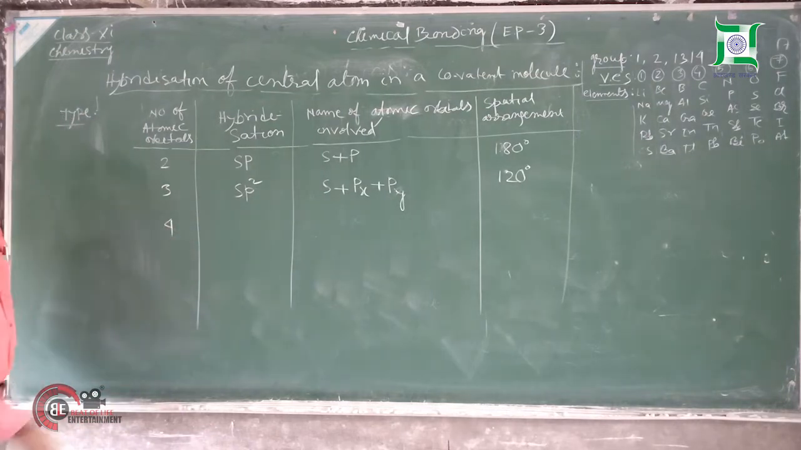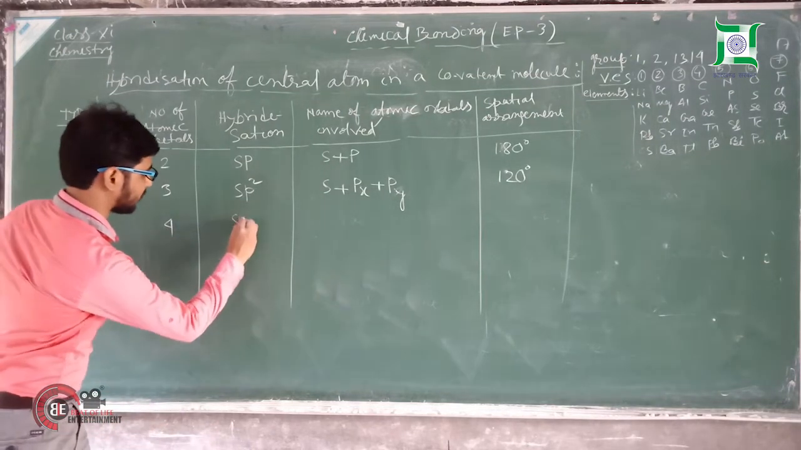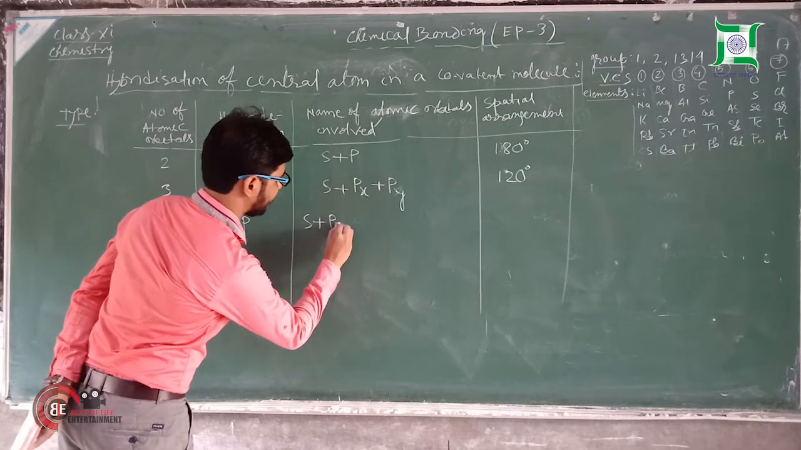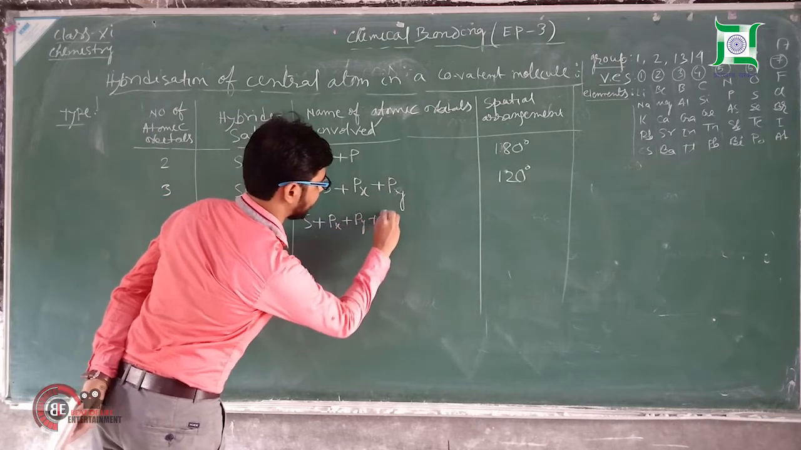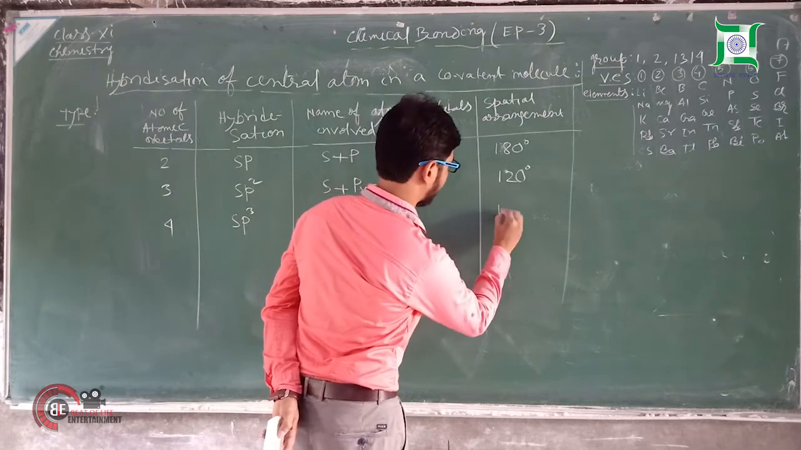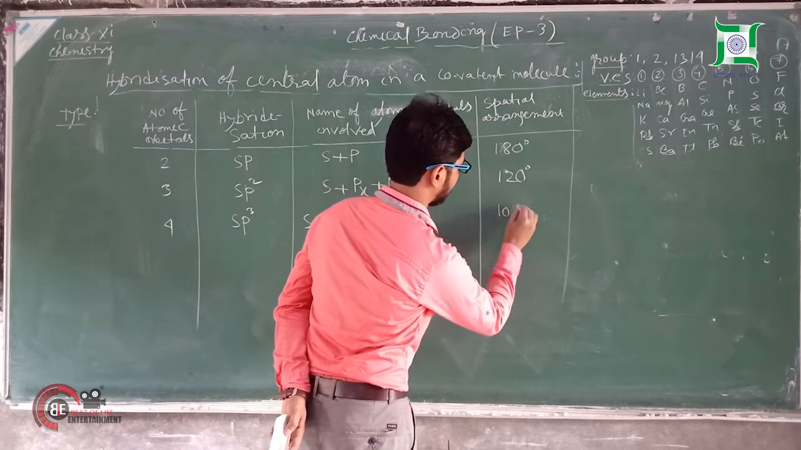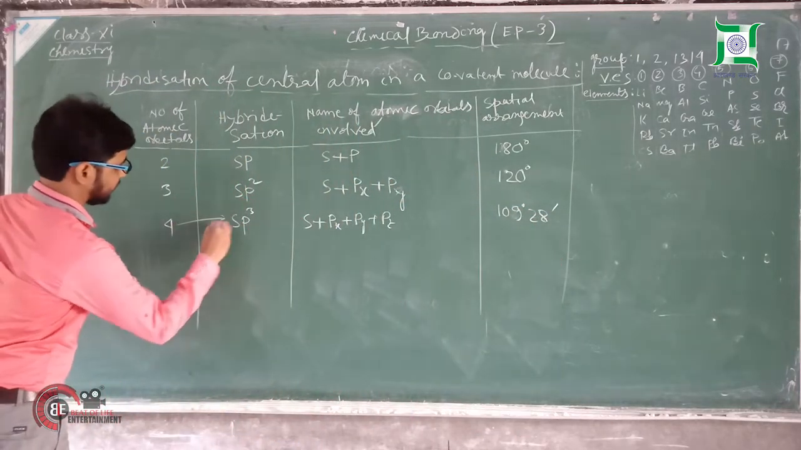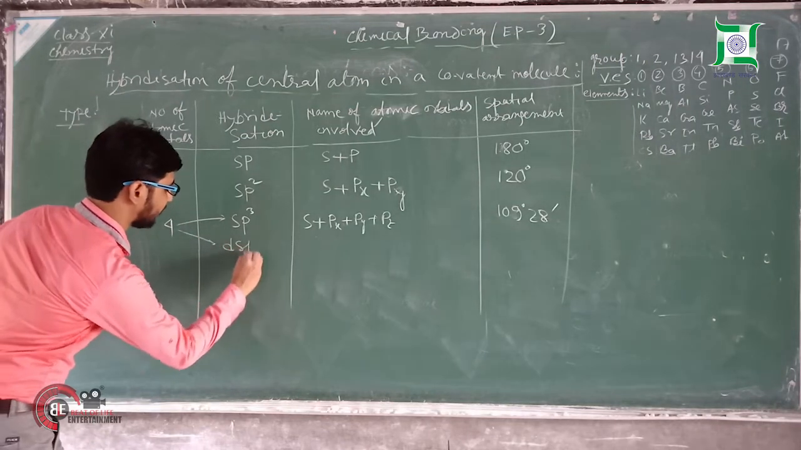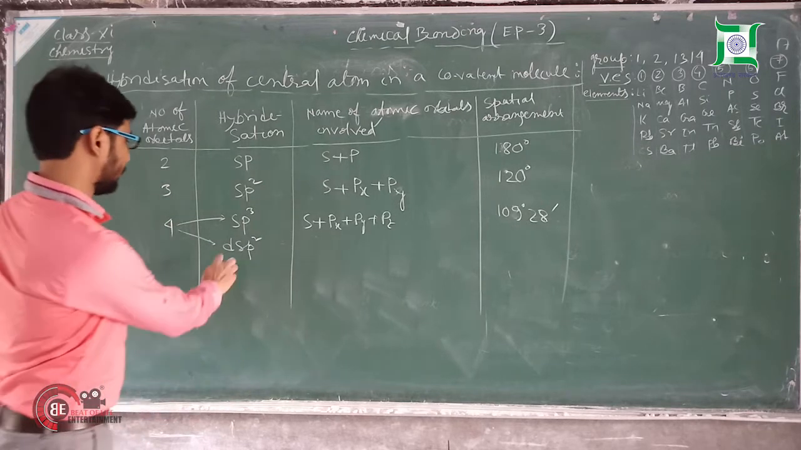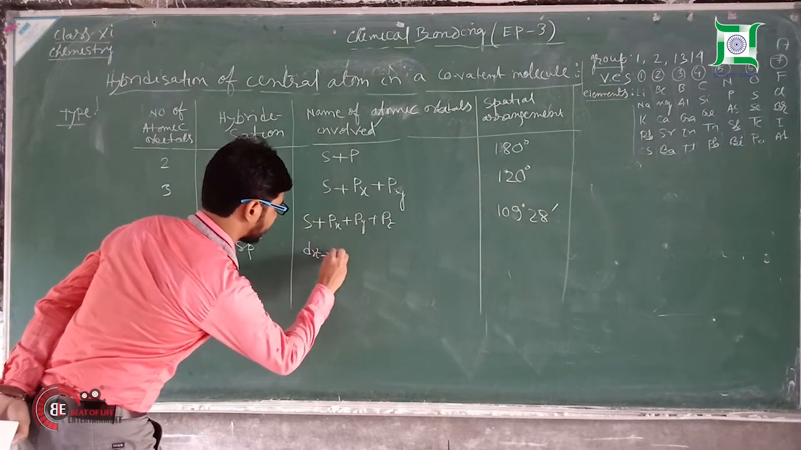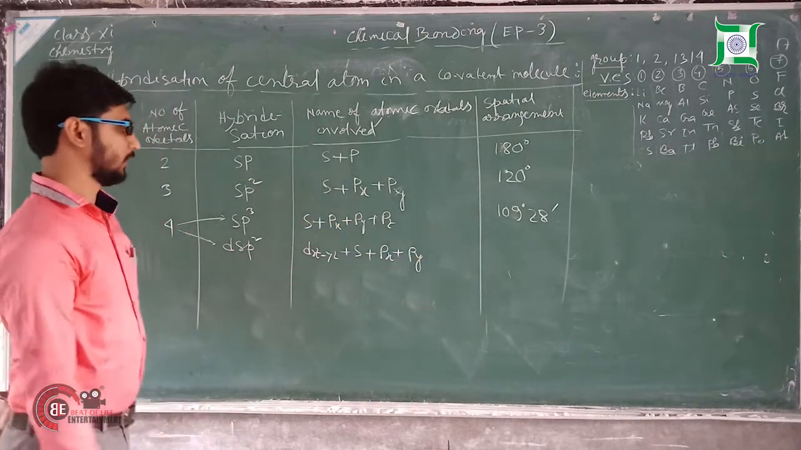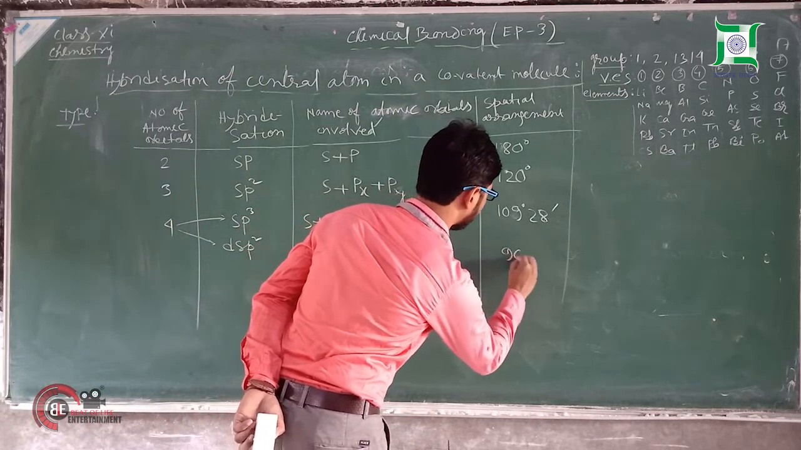नंबर 4 के लिए एक हाइब्रिडाइजेशन हो सकता है sp3 with s plus px plus py plus pz with spatial arrangement of 109 degree 28 minutes, टेट्राहेड्रल ज्योमेट्री के साथ. और इसके लिए और एक होता है, that is dsp2 hybridization. The d is actually dx square minus y square, plus s plus px plus or py, any 2 p orbitals. Here bond angles are 90 degrees.